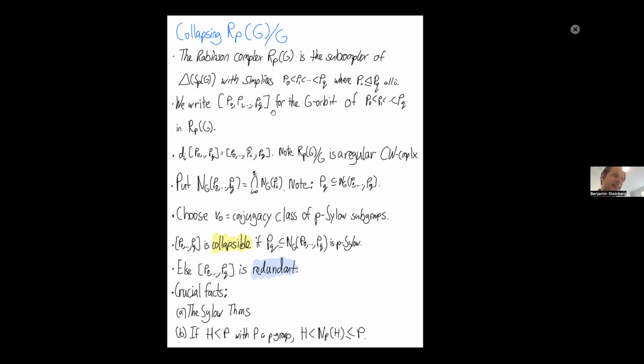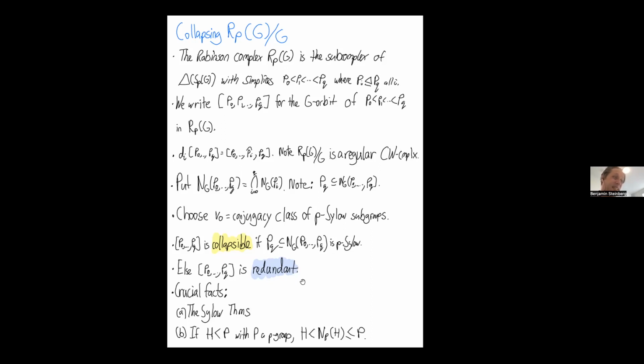What does this mean? This means I cannot add another subgroup at the end and make this bigger and still be in the Robinson complex. So what it means is that there's no bigger subgroup which normalizes all these guys. And therefore, I cannot make this longer by adding somebody at the end. Maybe I can make it longer by adding somebody in the middle, but I cannot make it longer by adding somebody at the end.